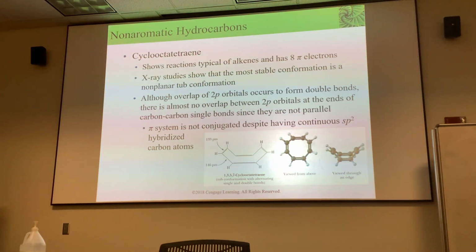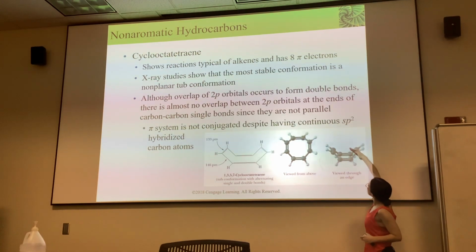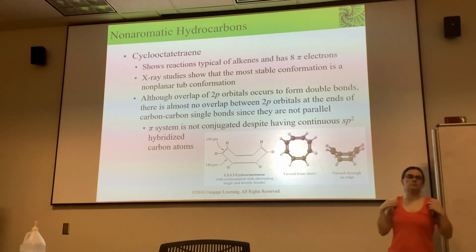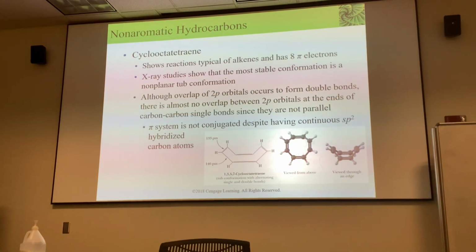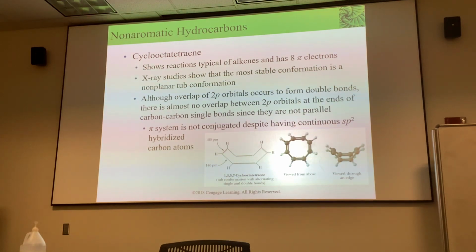But yeah, so this pi system is just not conjugated because you've got p orbitals here, but then these p orbitals are like here. And they're not parallel enough to really do the pi overlapping thing, right? So, yeah, it's not continuous. You don't really have that overlap between the bonds, and so it escapes the, I don't know, fate of being anti-aromatic.